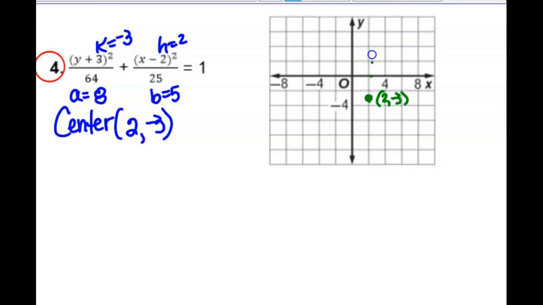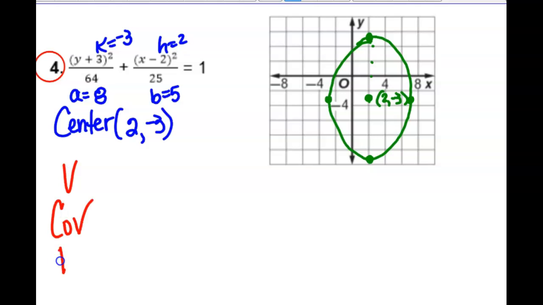Then up and down 8 would be 2, 4, 6, 8, right up there, I think. 2, 4, 6, 8, it just fits. It's in the middle there. And then left and right 5, 2, 4, 5. I do not give you graph paper that counts by 2 on the quiz. And if you want graph paper, there's always graph paper in the back at the table back there. All right, so help me finish vertices, co-vertices, and foci.